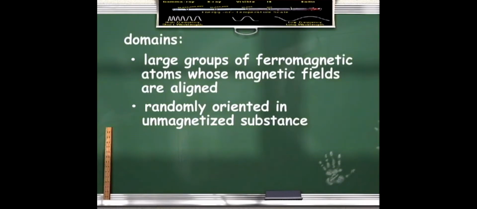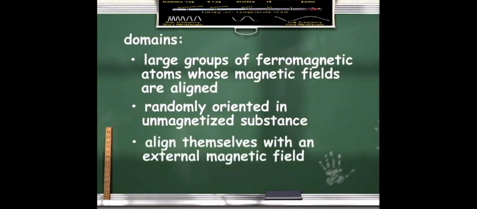But when the substance is brought into an external magnetic field, the domains align, giving the substance a north and south pole. This is called magnetic induction. The process is similar to the induction of a static charge, but it can be accomplished with or without touching, as you will see later.